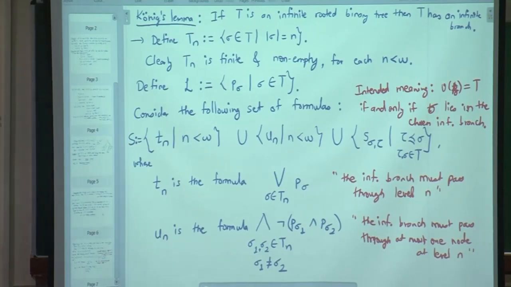And finally, what is S sigma tau? S sigma tau is very simple to state. I'm just going to write it here. Whenever a descendant is in the branch, then its predecessor is in the branch. So now we know tau is less than or equal to sigma. So what should I write? P sigma implies P tau. So this is the formula, and I already gave you the interpretation.